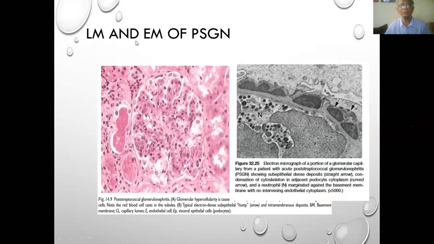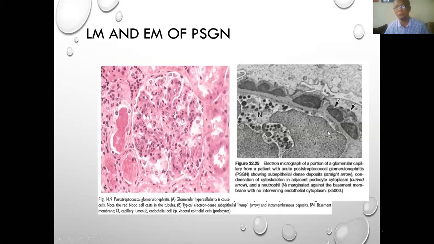So these are the pictures of light microscopy and electron microscopy in post-streptococcal glomerulonephritis. Here you are seeing glomerular hypercellularity, and you are seeing red blood cells in the tubule. When it passes in the urine, it forms the RBC cast. You will get RBC casts. And also, there's a typical electron dense subepithelial hump. You will get it.